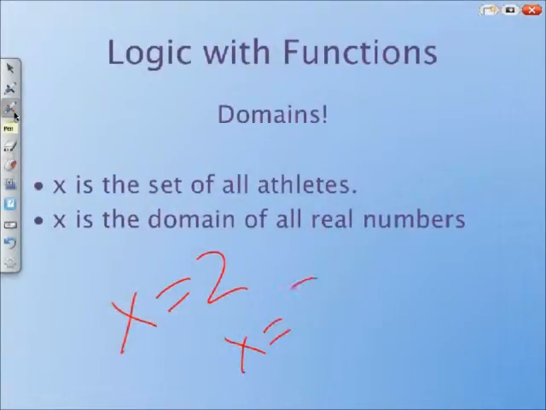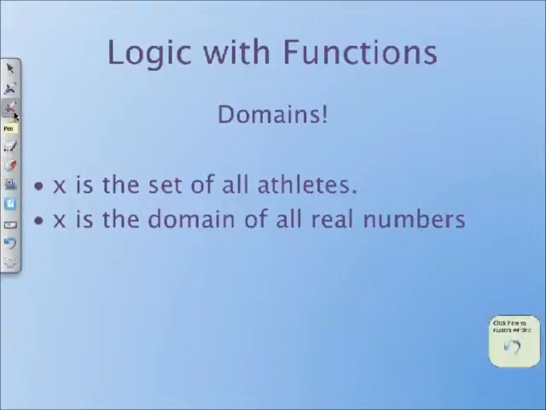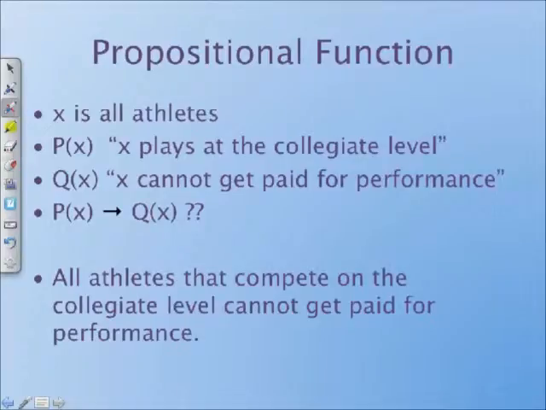In a logical problem, the domain contains all the possible values of x. X can represent anything from numbers to propositions or even physical things. For example, x is the set of all athletes. We can then let the propositional function p of x equal x plays at the collegiate level, and then let q of x equal x cannot get paid for performance. We now have a logical statement: if x plays at the collegiate level, then x cannot get paid for performance.